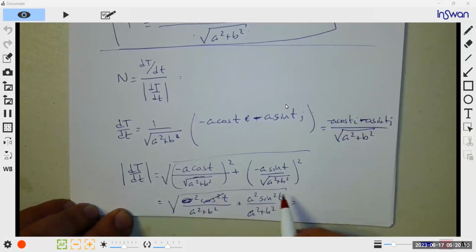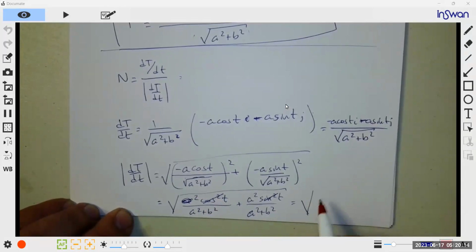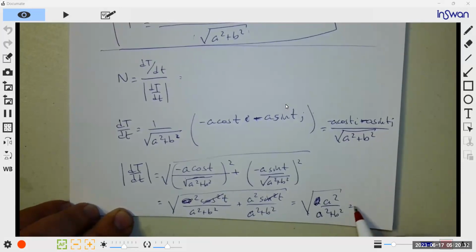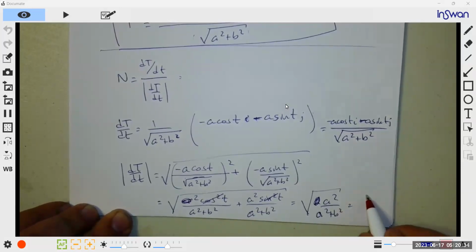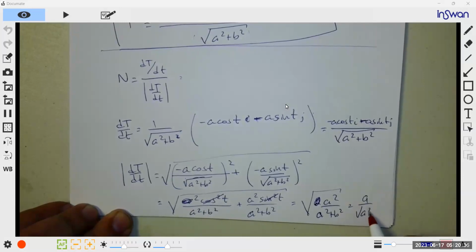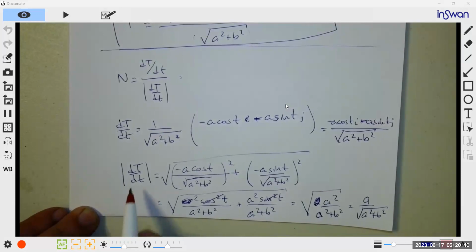Again, cosine squared plus sine squared is 1, so we factored out the a squared, and we just have a squared over a squared plus b squared, which becomes a over the radical a squared plus b squared. So that's the magnitude of dT.